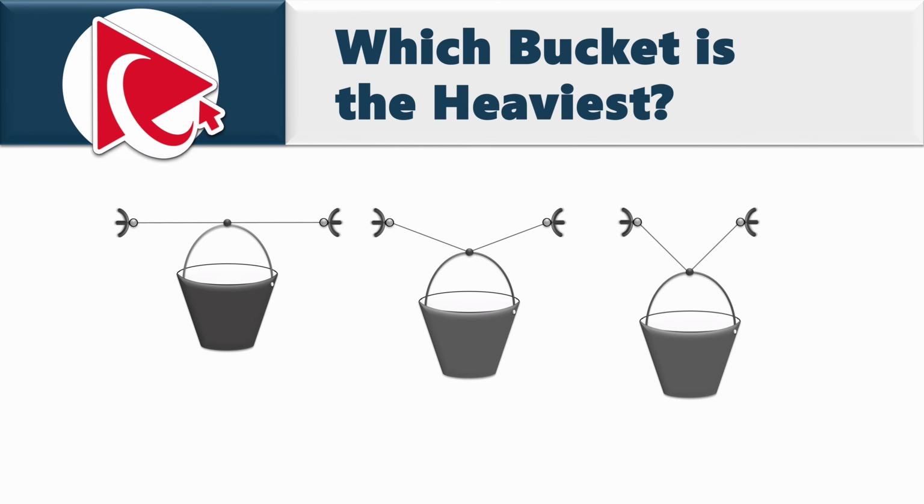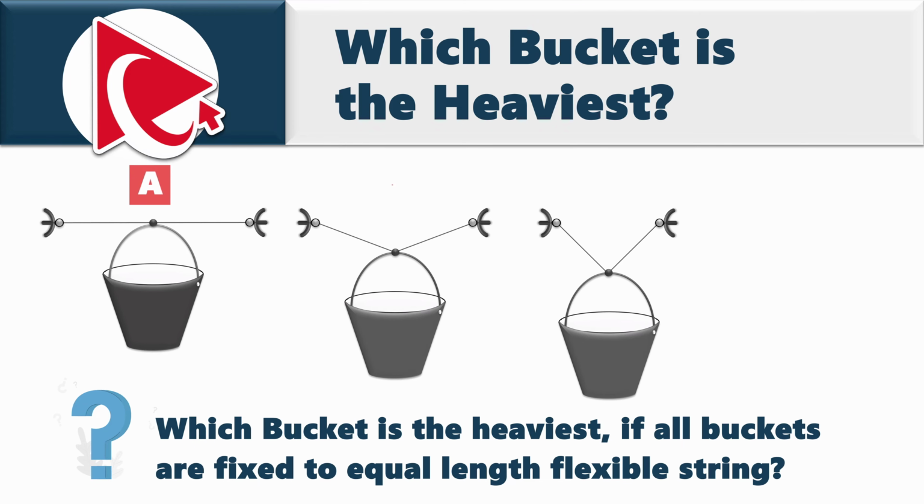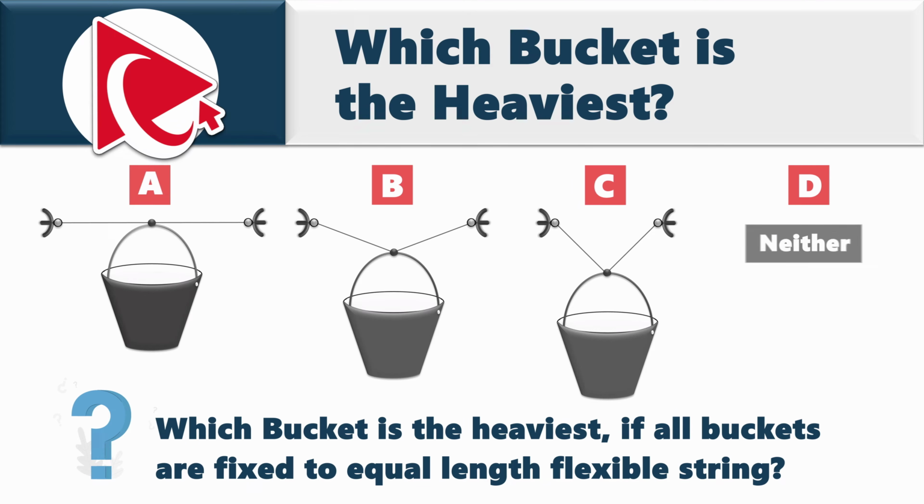You're presented with 3 buckets. Buckets are hanging from the strings, and you need to determine which bucket is the heaviest if all buckets are fixed to equal lengths flexible string. You have 4 choices. Choices are A, B, C, and last but not least, choice D, neither.